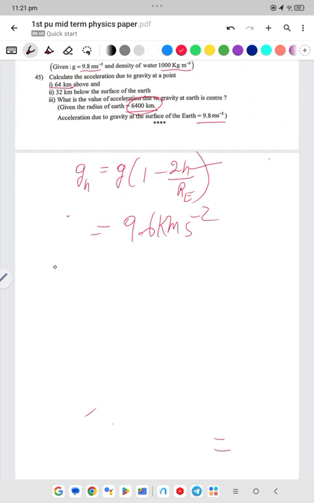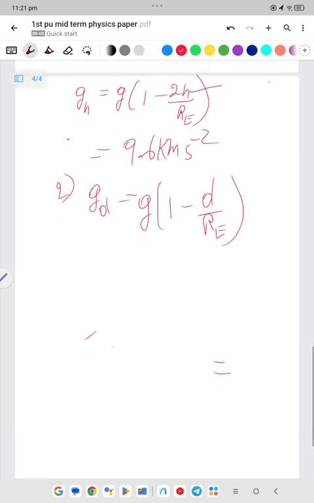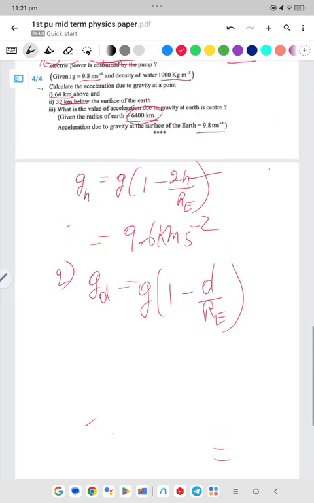Next one is number 2, that is g d, the depth. g d is nothing but g into 1 minus depth d divided by R e. The value of depth is 32 kilometers. Calculate this with the radius, and you will get the value. And next, what is the value of acceleration due to gravity at the center of the earth? It is 0. Okay, hope you all understand. Thank you.